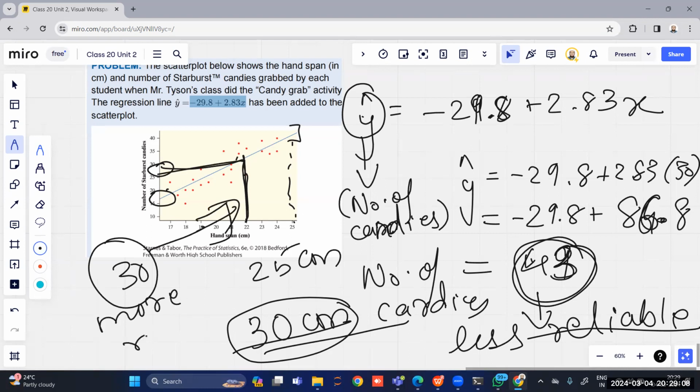47, not 43. Correct. It came to be 43. So the number of candies increases, and that's the thing. Did you get that, the extrapolation and all?